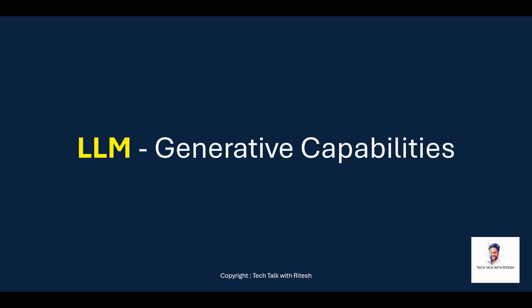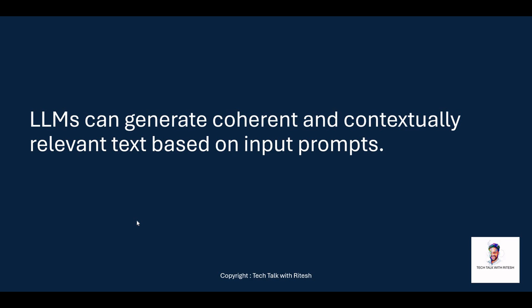Generative capabilities: LLMs can generate coherent and contextually relevant text based on input prompts. So we provide prompts, and on the basis of prompts, the response will be given, right? And remember one thing: these are already fed with lots of data, and with that pre-trained information only, the model will respond to the prompts.